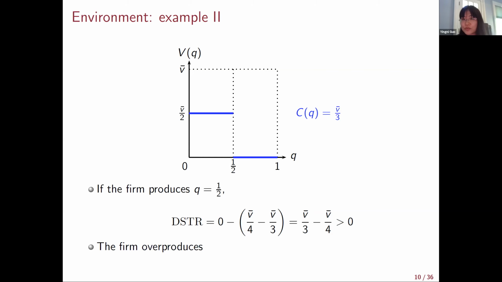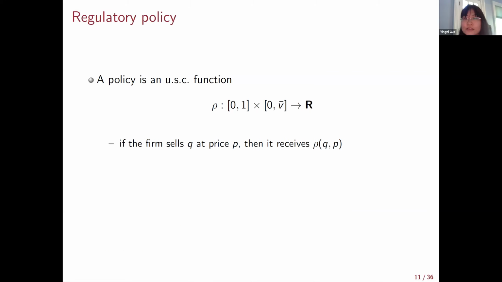So now let's introduce regulation policy. A regulation policy is given by rho. This policy is saying that if the firm sells Q units at price P, then it receives a revenue of rho as a function of Q and P. So this rho is the total revenue that the firm receives from both the market and the regulator, right?